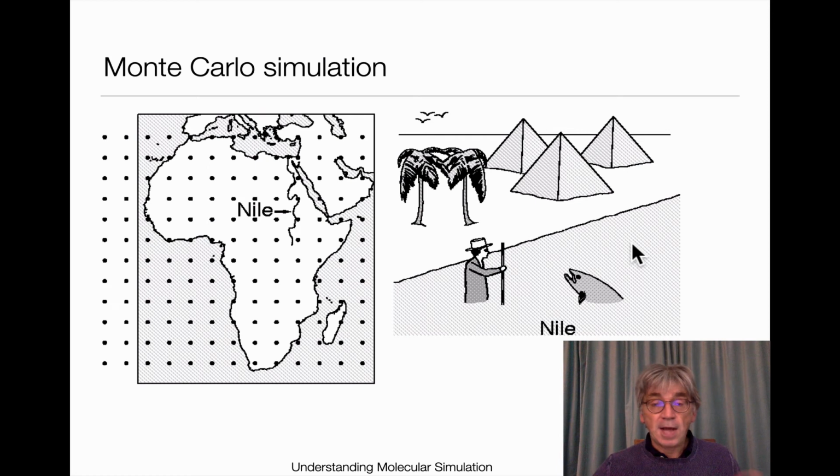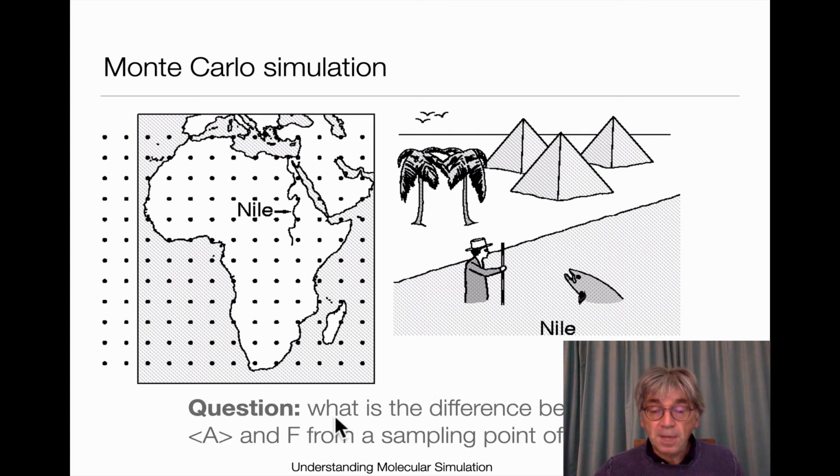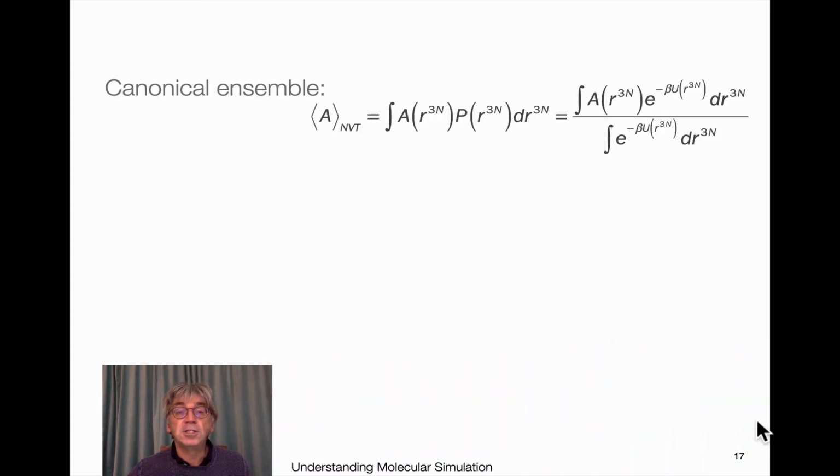You can ask people what their age is in a poll, and you can get the average age of people in the city, but the total number of people in the city is something you cannot get from a poll. And that is the same in a Monte Carlo simulation. So if we look at what this difference is between, say, the average energy or the free energy from a sampling point of view, now let's look at the equations.